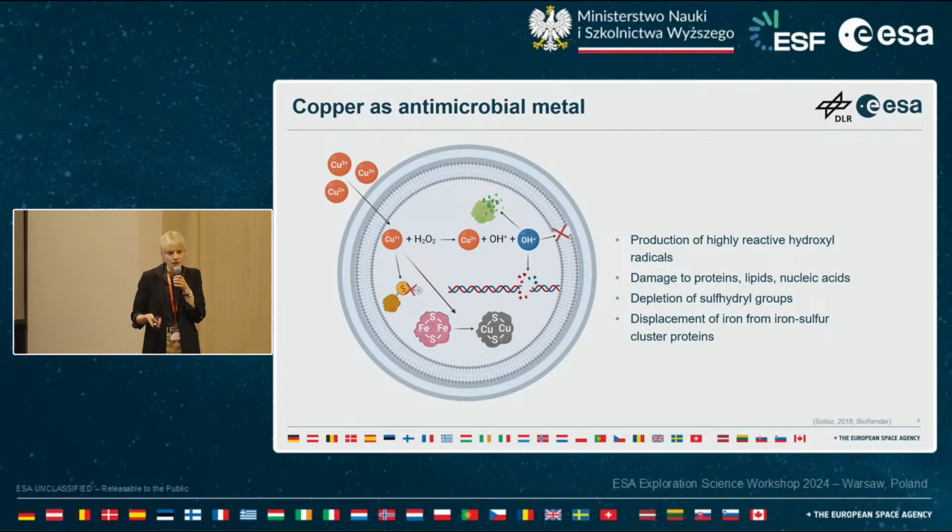We are working with copper as an antimicrobial metal. Copper is known as an antimicrobial agent since ancient times. It works like this: when copper enters the cells, reactive oxygen species are produced, mainly hydroxyl radicals. These hydroxyl radicals then further damage other components of the cells like proteins, lipids, nucleic acids. At the same time, copper ions can also deplete sulfhydryl groups, and displace iron from iron-sulfur cluster proteins.